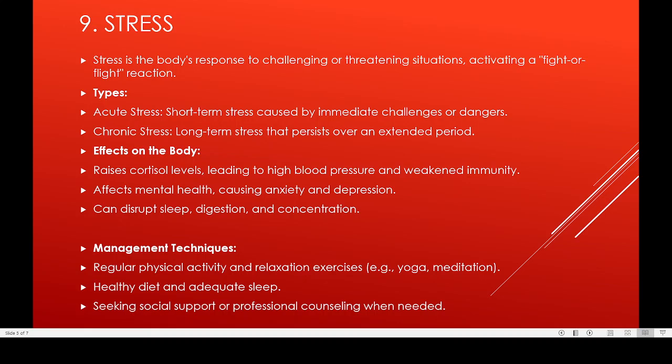So stress is the body's response to a challenging or threatening situation. If somebody asks you to make a speech tomorrow, then there will be stress. Such situations normally create stress. If somebody is coming to attack you, somebody is shouting at you, then you will have stress. So it is the body's response to a challenging, threatening situation, activating a fight or flight reaction.